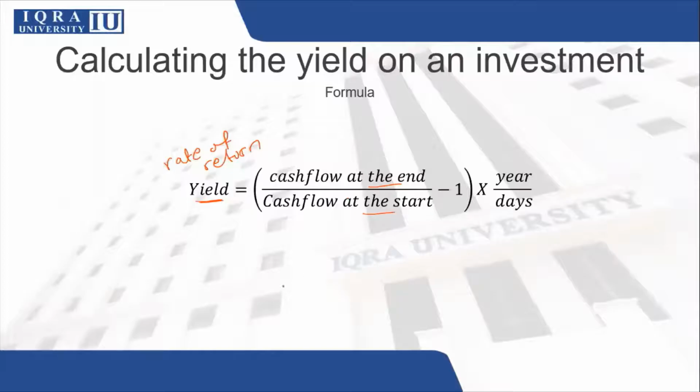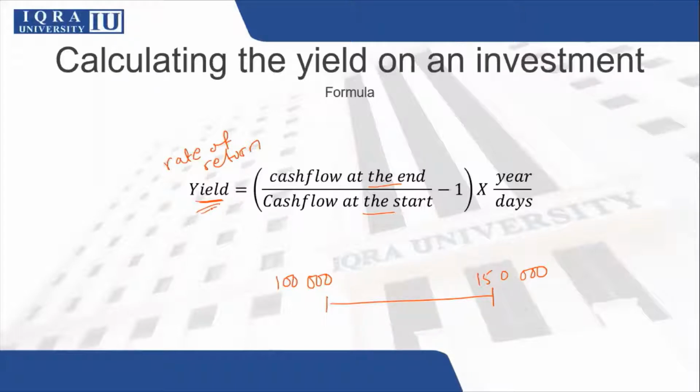So let's say you invested 100,000, which became 150,000 at the end of the period. So then what is your return? That is what you want to calculate over here. What is your yield?